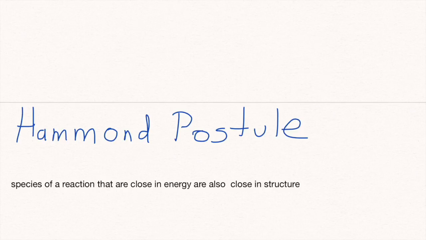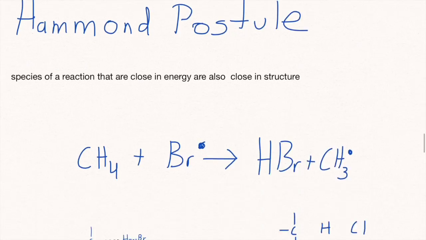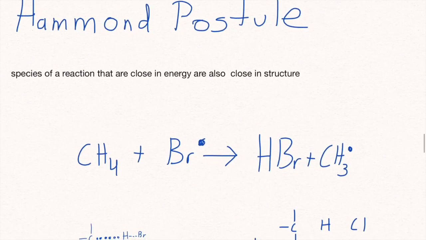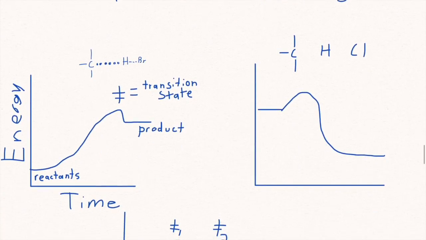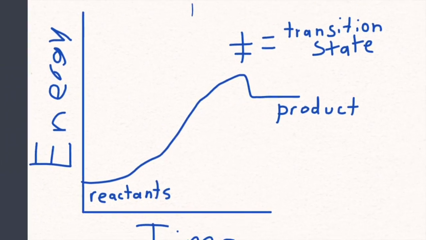Today we're going to go over the Hammond postulate and free radical halogenation. So to start, we're going to go over the definition of the Hammond postulate. It says that species of a reaction that are close in energy are also close in structure. So we have to go over our energy diagram first here and some basic definitions.